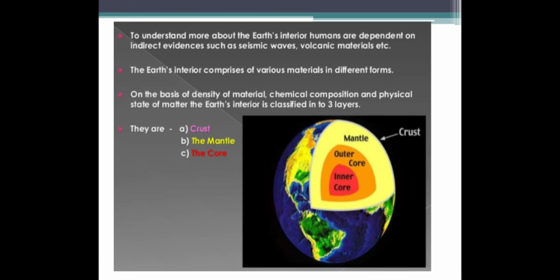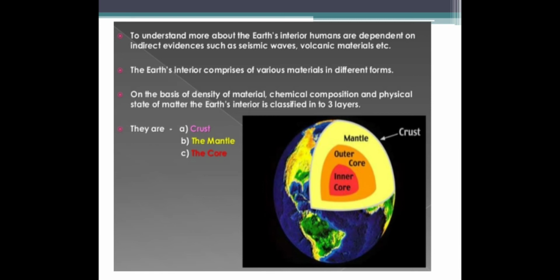On the basis of the density of material, chemical composition, and physical state of the matter, the Earth's interior is classified broadly into 3 layers. I have shown you a small diagram there. They are crust, mantle, and the core. Here you can see the small diagram. The crust is the outermost layer, mantle in the middle, and the core is the innermost part of the earth.